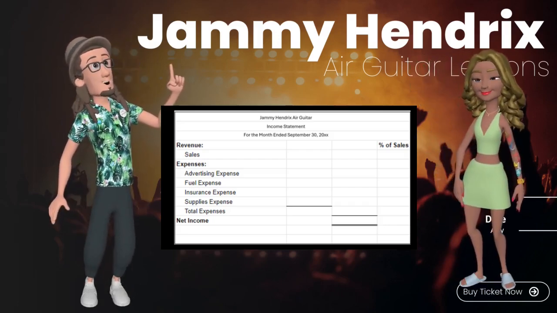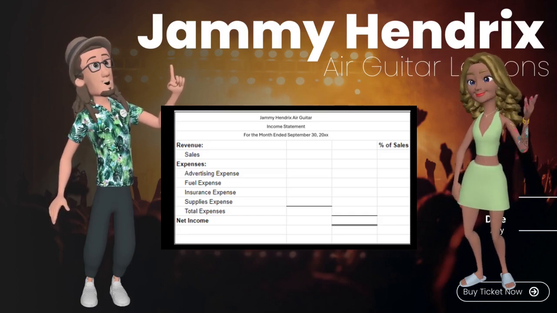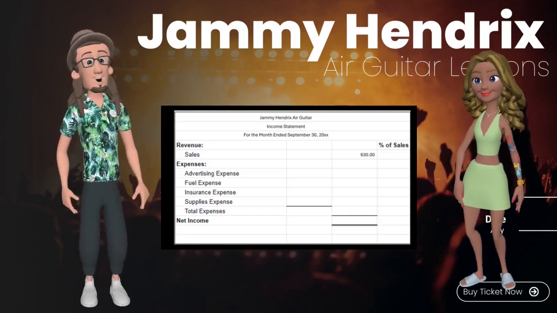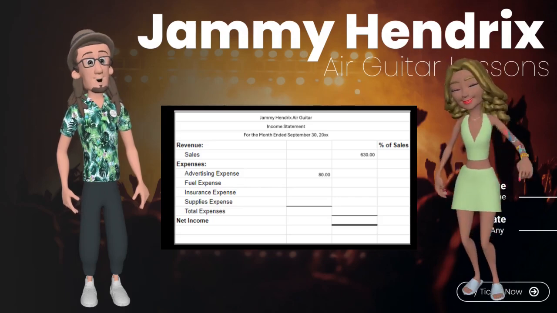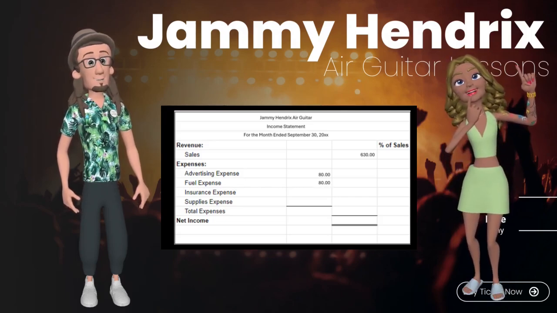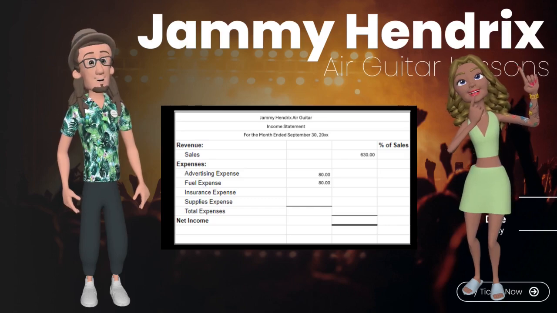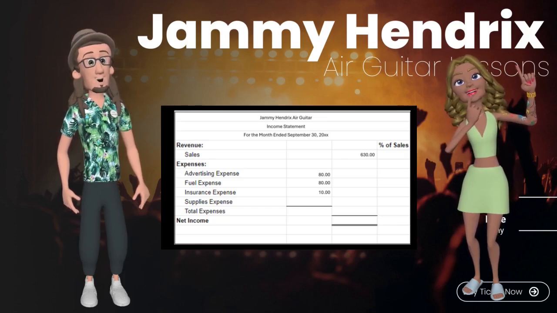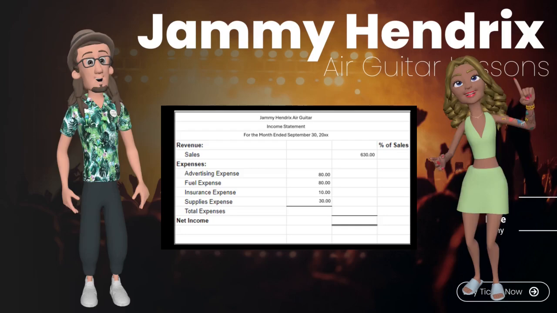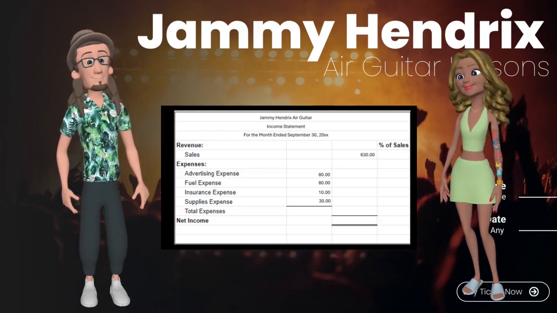So then we can fill in the rest. My sales were $630, so that's my total revenue. I spent $80 on advertising and another $80 on fuel expenses. After my adjusting entries, I found $10 in insurance expense and $30 in supplies expense. So your total expenses were $200. To find your net income, you subtract your expenses from your revenue. 630 minus 200 leaves a net income of 430.